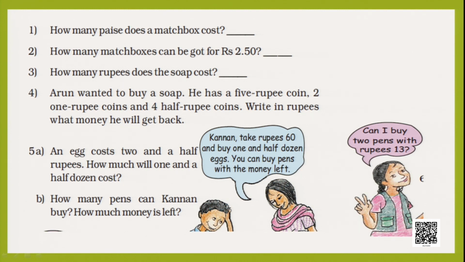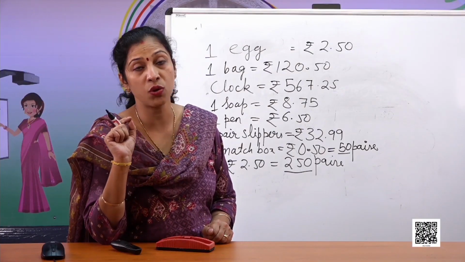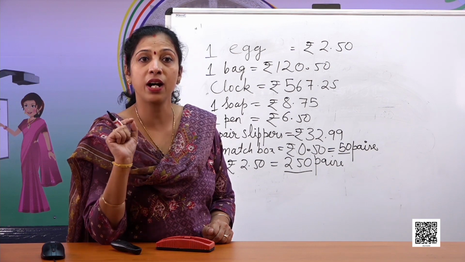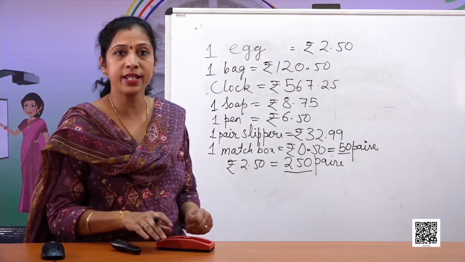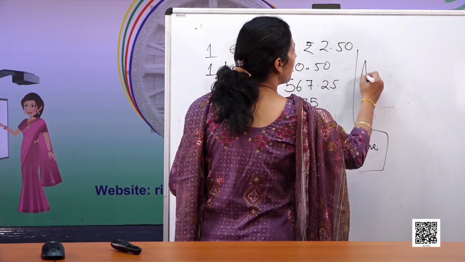He has a 5 rupees coin, 2 1 rupees coins and 4 half a rupee coins. Write in rupees what money he will get back. For that, first we have to find out what is the total amount of money Arun is having. So let's see now. Arun has a 5 rupees coin. So Arun has how many rupees?